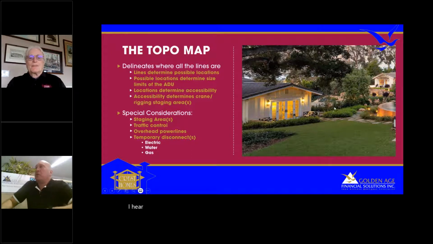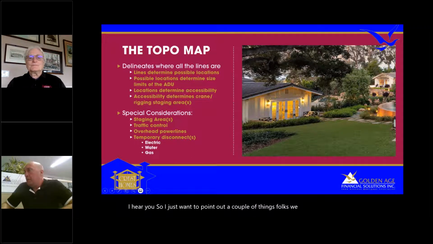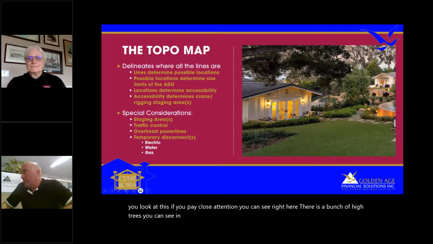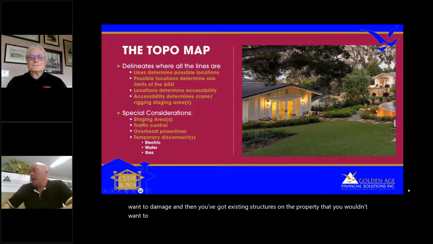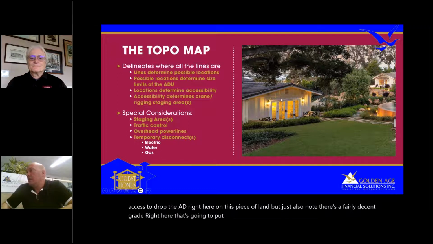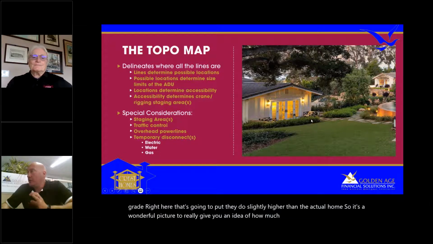I hear you. So I just want to point out a couple of things, folks. We chose this picture because if you pay close attention, you can see right here there's a bunch of high trees. You can see in the background there are overhead power lines, and they go quite high. Here, you've got a very small access way for a staging area. You've got hardscape that you don't want to damage, and then you've got existing structures on the property that you wouldn't want to damage. There's actually an alley right back here that you can't quite see, so it's got access to drop the ADU right here on this piece of land. But also note, there's a fairly decent grade right here that's going to put the ADU slightly higher than the actual home. So it's a wonderful picture to really give you an idea of how much can really be going on in just one little snapshot.